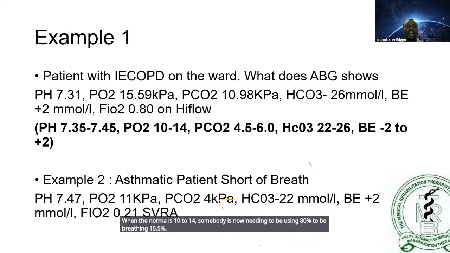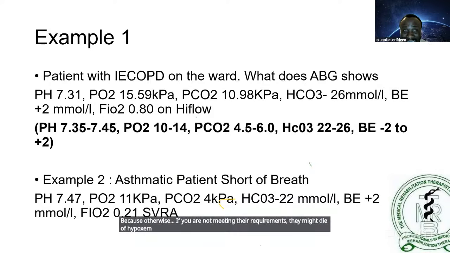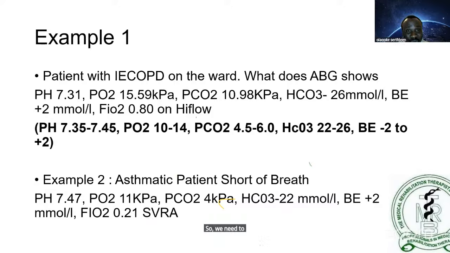That's why I mentioned the other time that if you just look at the ABG and say, yeah, what are they on? They are currently having PO2 of 15. That's fine, normal is between 10 to 14. Yeah, they are fine. You might need to look closer, be objective with them. Otherwise, if you are not meeting their requirements, they might die of hypoxemia or hypoxia. So we need to look very, very closely. Now, looking closely here, somebody is using 80% to be breathing around 16 kilopascal.